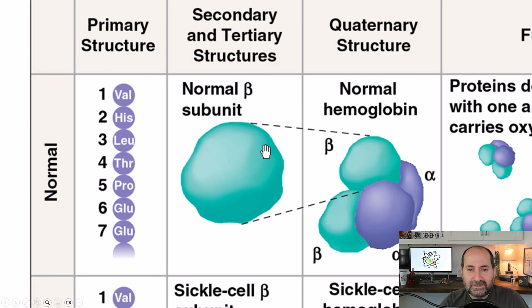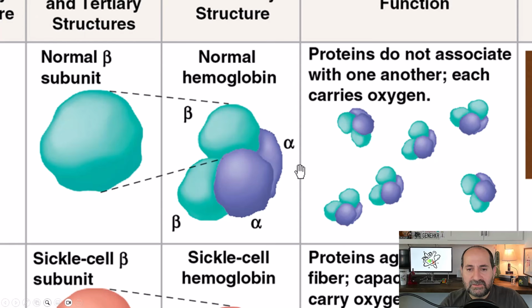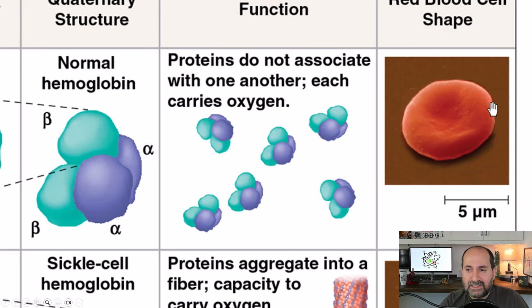It folded correctly, and when it folds correctly, it partners up correctly with its partners. 2 alpha subunits, 2 beta subunits all come together as, remember, a quaternary structure called hemoglobin. And hemoglobin's job is to float around in your red blood cells.